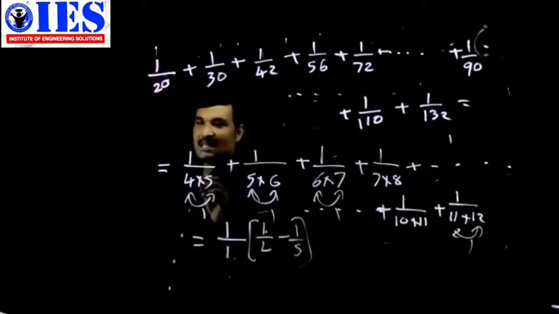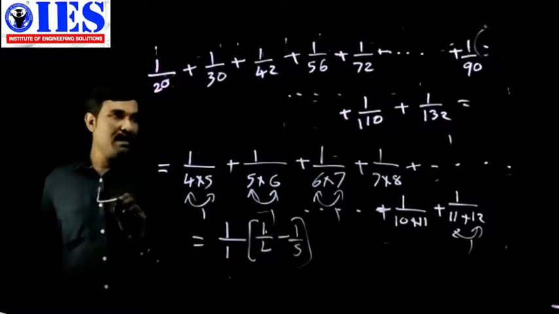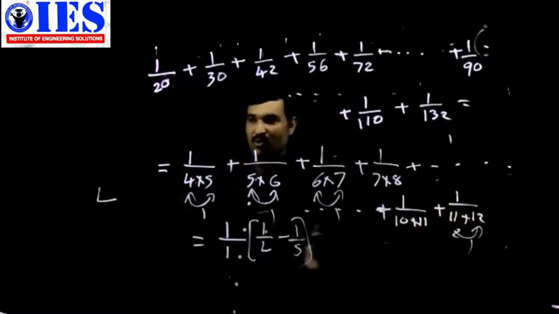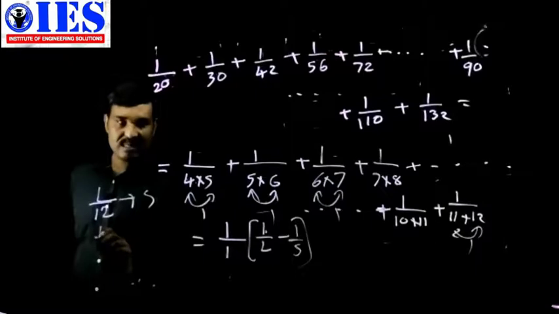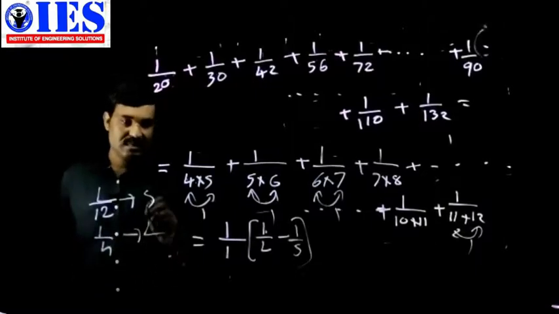Here the smallest number is 1 by 12. That is the smallest number. And the largest number is 1 by 4. It's the largest number, right?